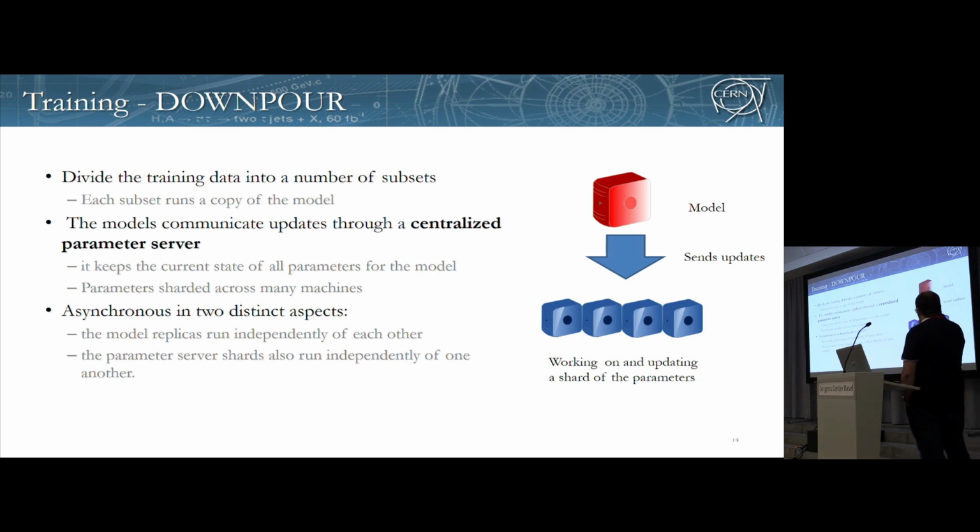What we support are concepts, paradigms like Downpour, in which you distribute the same model over workers, and the model communicates the updates through a centralized parameter server. So this is asynchronous in two aspects. One is the fact that the model replicas run independently, and then the fact that each worker runs on a shard of the parameters, so they also run independently of one another.